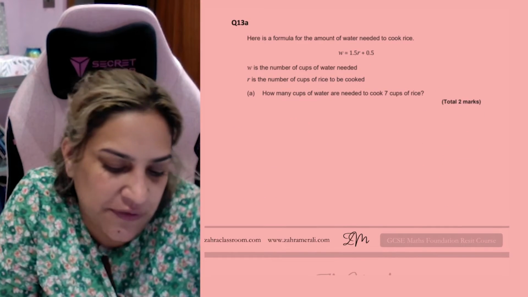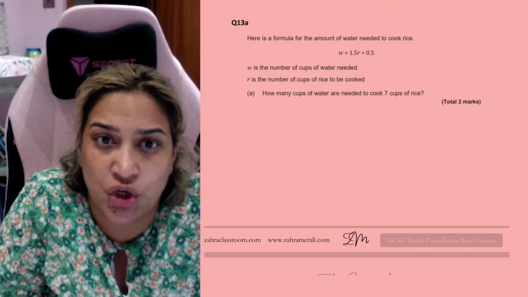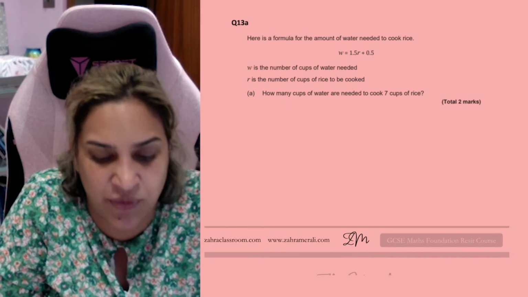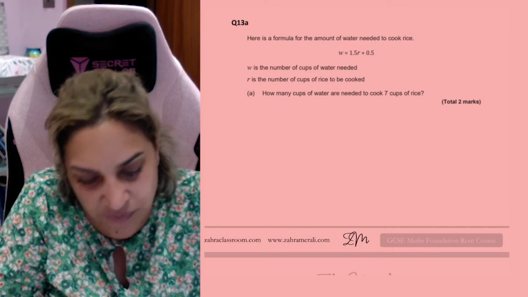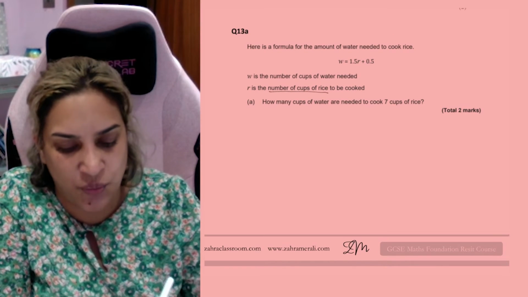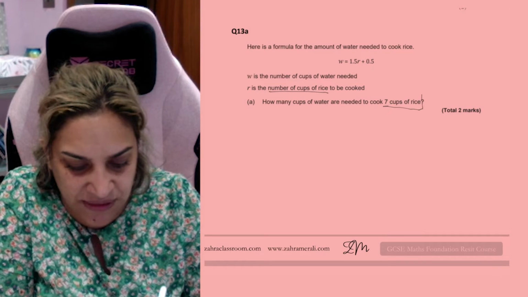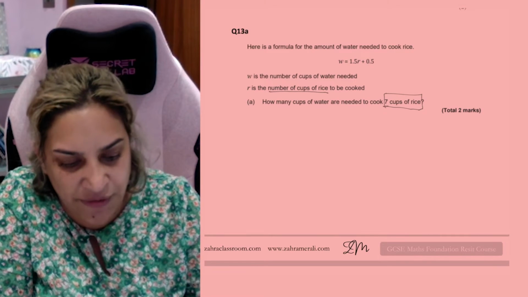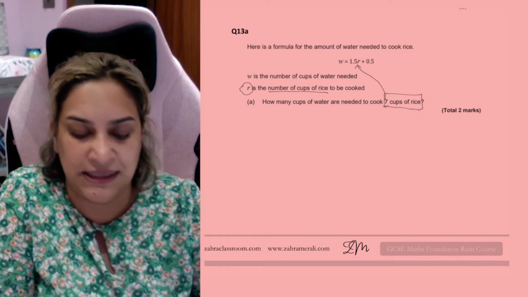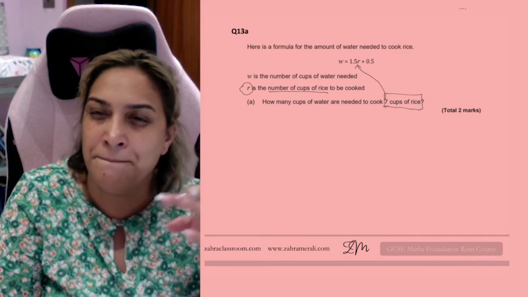Here is a formula for the amount of water needed to cook rice. W is the number of cups of water we need. R is the number of cups of rice. So we've got R, we've got 7 cups of rice. So wherever there is an R, we want to put a 7. Right, now let's think, what does 1.5R mean?